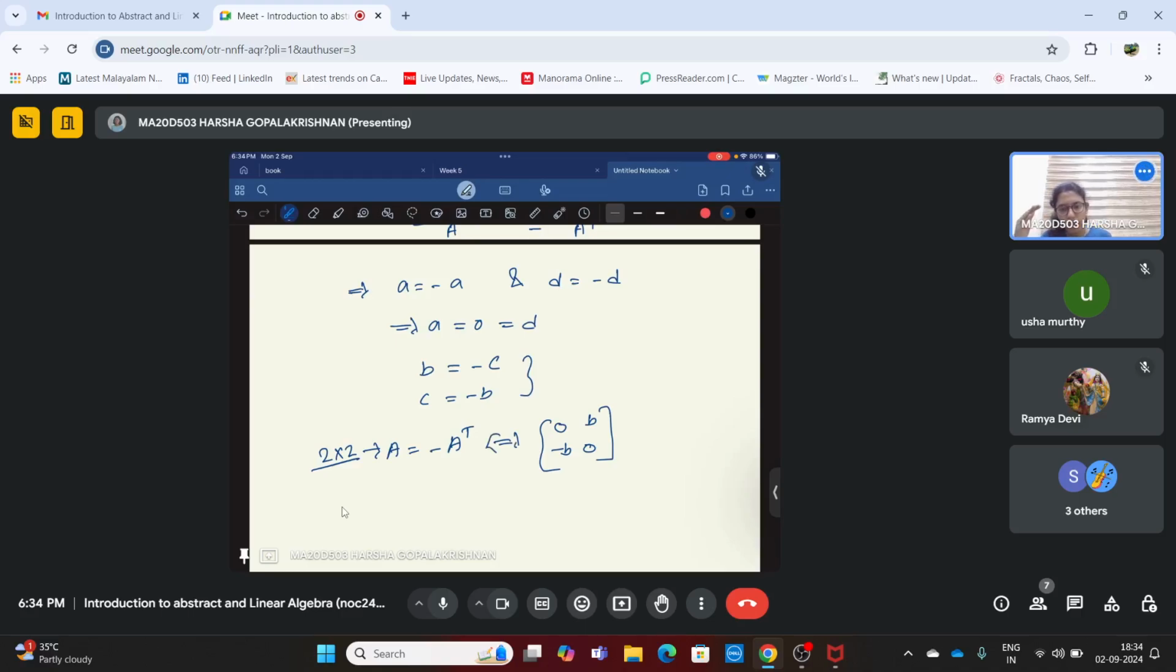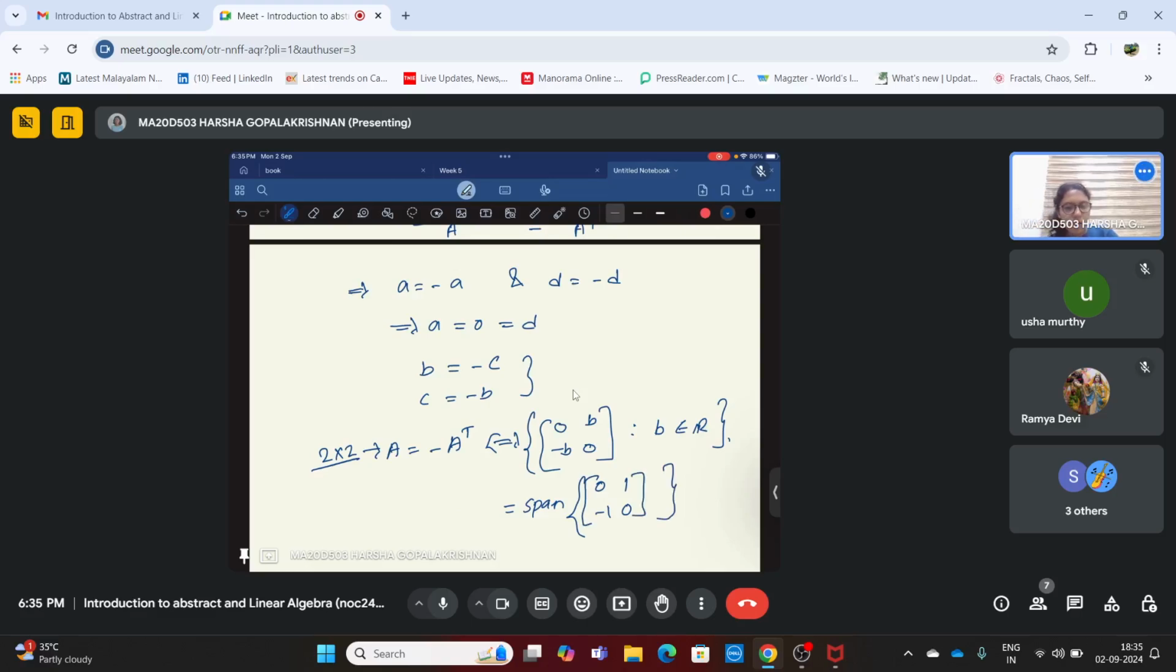Okay, so in the 2 by 2 case, let us see what the dimension is. What is the dimension of this kind of set? B is in R. Only one variable. So what is the dimension? 2. 2 means we need 2 elements to generate the whole set, right? But here I need only one element. See, what is this? This is equal to the span of 0, 1, minus 1, 0.